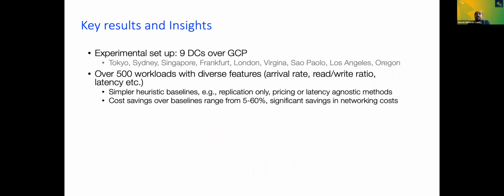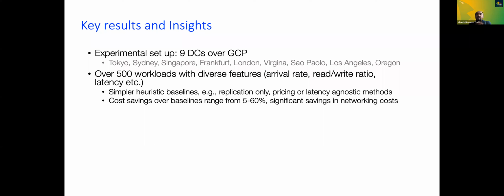Here I summarize some key results and findings. We consider a setting with 9 data centers over Google Public Cloud. By varying workload features, we generated over 500 workloads and compared against baselines that are designed to represent state of the art. We found cost savings for workloads that range from 5 to 60%, depending on the workload characteristics.